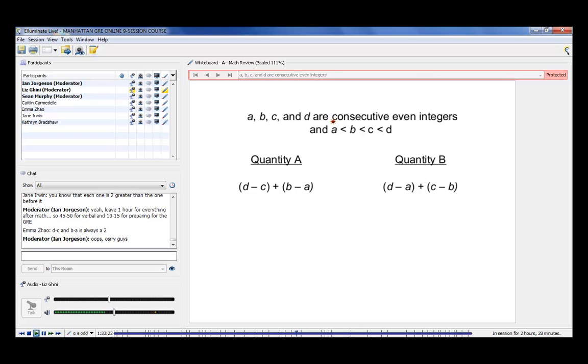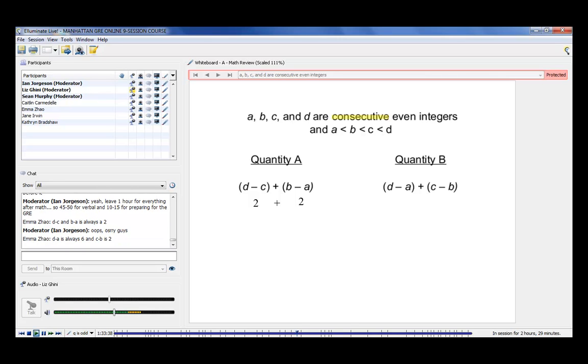All right. I know these numbers are consecutive. So let's think about that. D minus C, that's 2. B minus A, that's 2, so this is 2 plus 2. All right. What about C minus B? That's going to be 2 as well. What about D minus A?